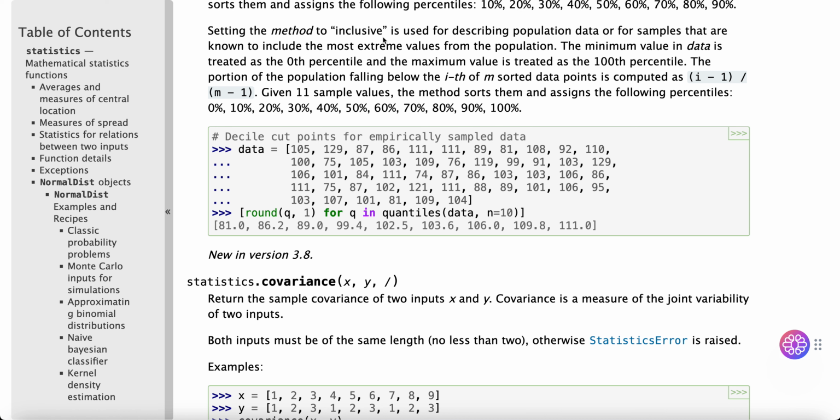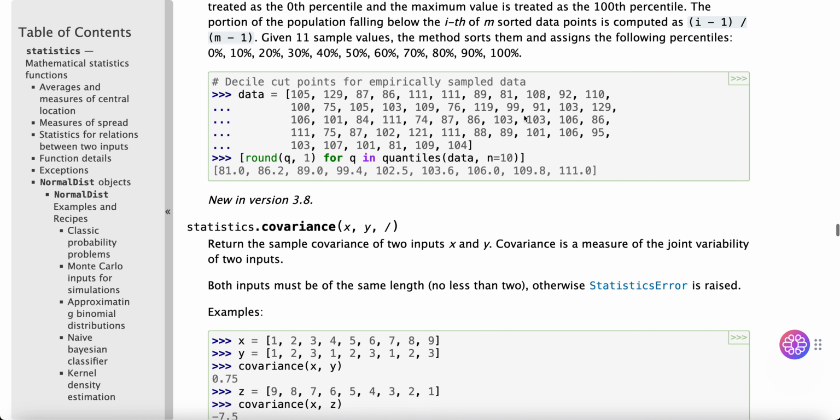Setting the method to inclusive is used for describing population data or for samples that are known to include the most extreme values from the population. The minimum value in the data is treated as the 0th percentile and the maximum value is treated as the 100th percentile. The proportion of the data population falling below the ith of m sorted data points is computed as (i - 1) / (m - 1). Given 11 sample values, the method sorts them and assigns the following percentiles: 0th, 10th, ... and 100th.